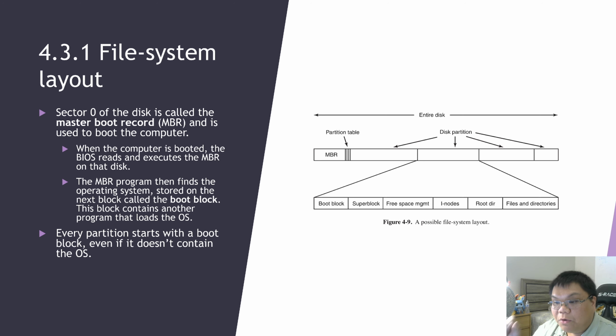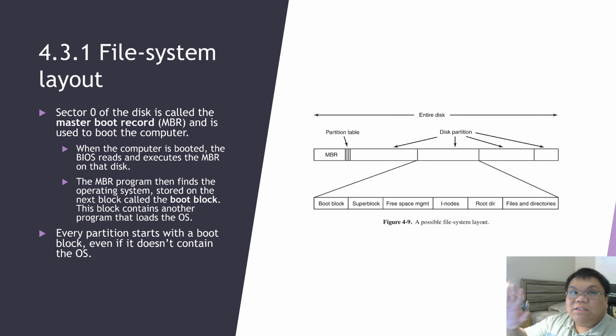The MBR program finds the operating system that's stored in the next block. That's called the boot block. On that block, there is another program that loads the operating system into memory and starts it up. So in short, when you start your computer, it starts a program that starts another program, and that program starts the operating system, because the operating system is a big program. In this bootstrap process, we need smaller programs to help out. We need several helper programs just to get the entire operating system loaded.